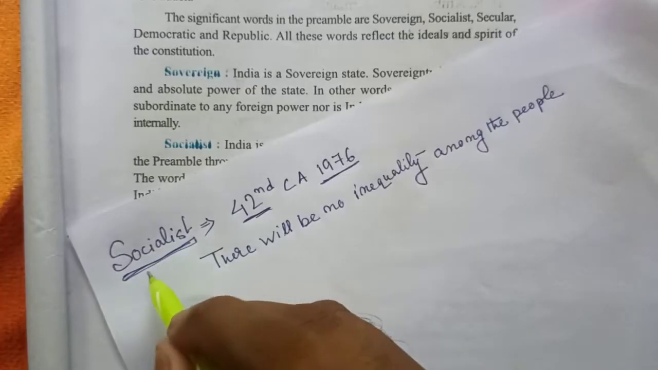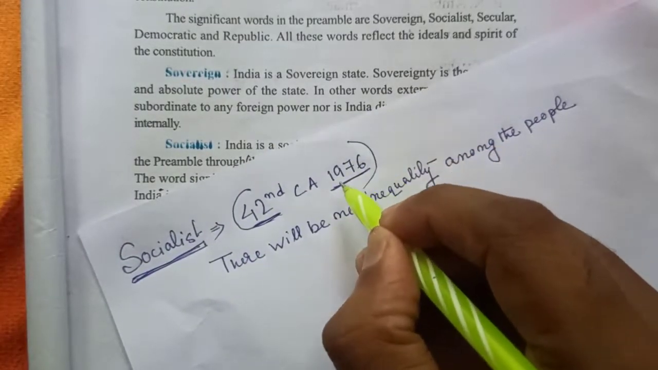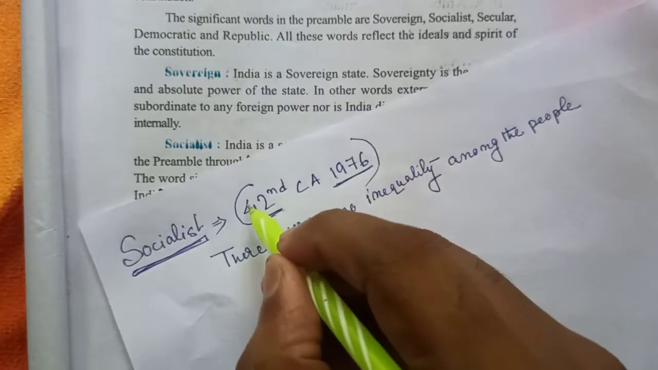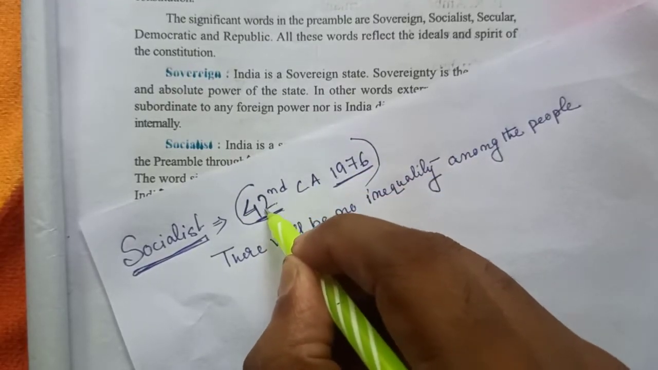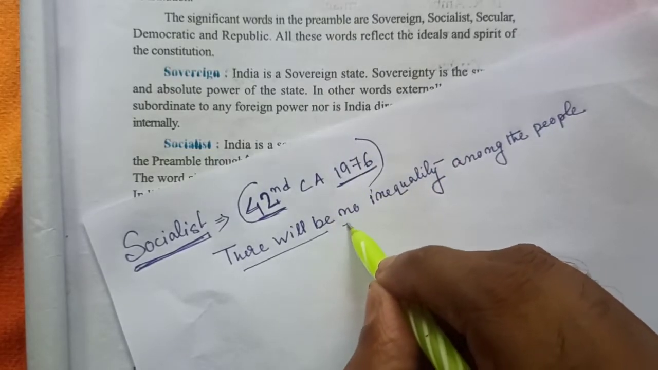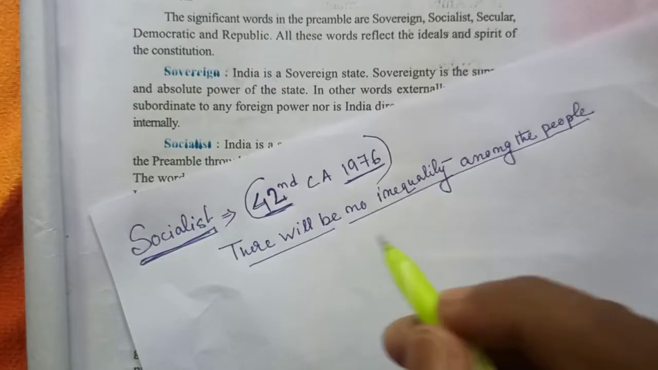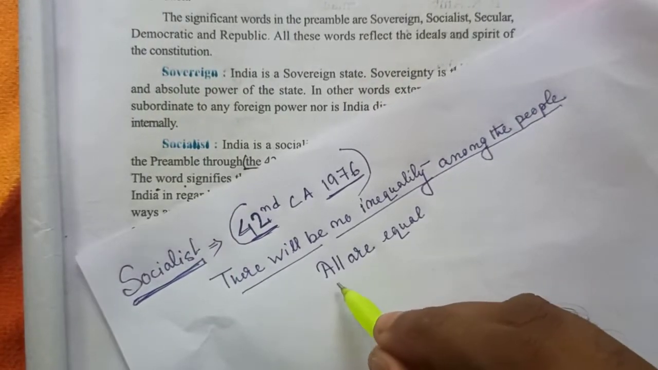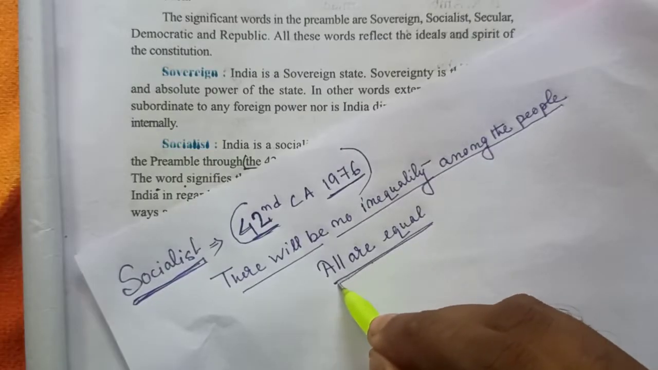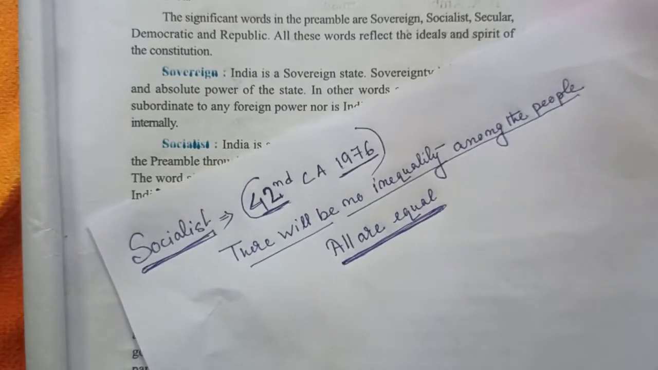Now see the word socialist. It has been included in the year 1976 after the 42nd Amendment. And what does the word socialist mean? There will be no inequality among the people of the country, which means all the people are equal. We all are equal in all respects.